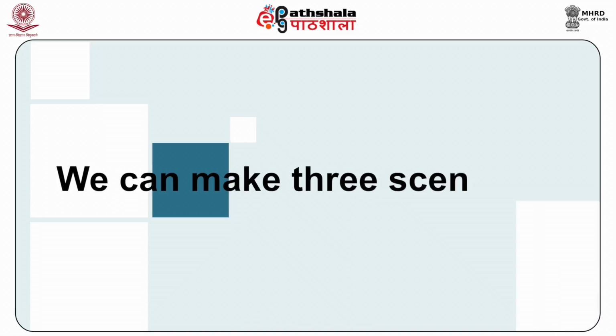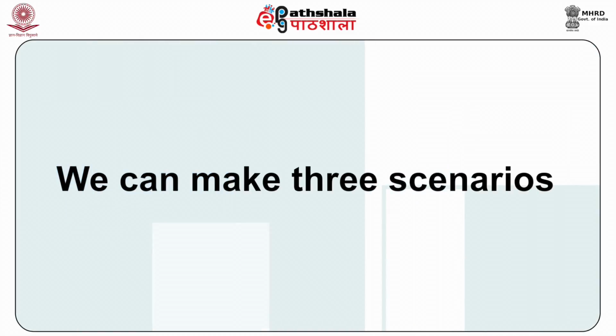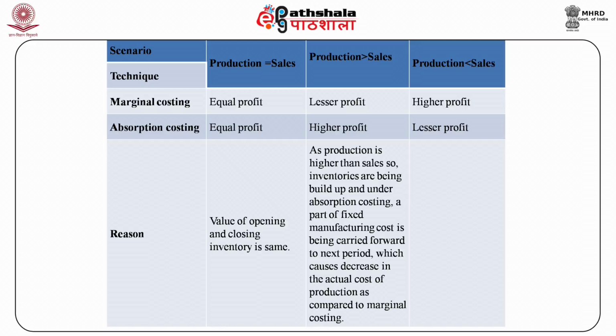We can consider three scenarios wherein number 1, production is equal to sales. 2, where production is greater than sales. 3, where production is less than sales. First scenario. In the first scenario, where production is equal to sale, profit will be equal under both techniques. The reason for this can be attributed to the fact that the value of opening and closing inventory is the same.